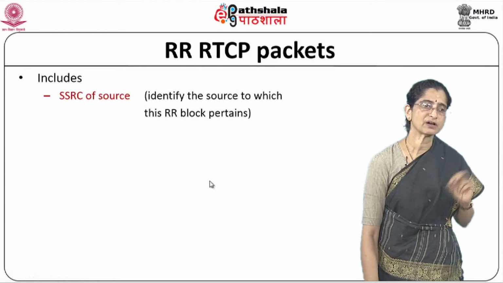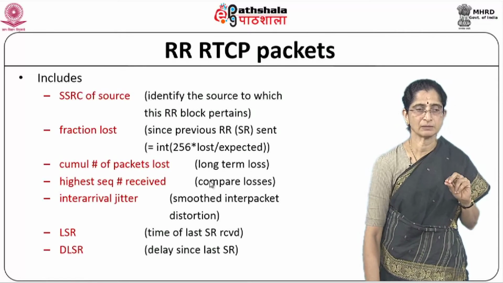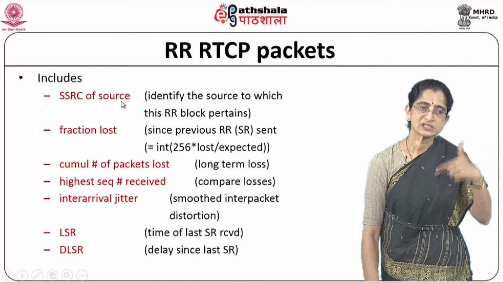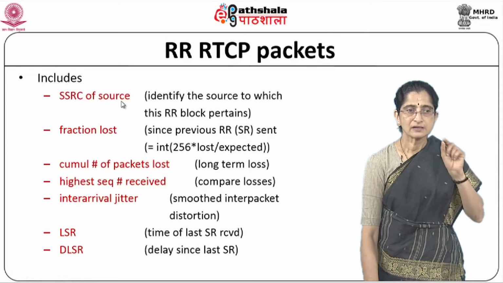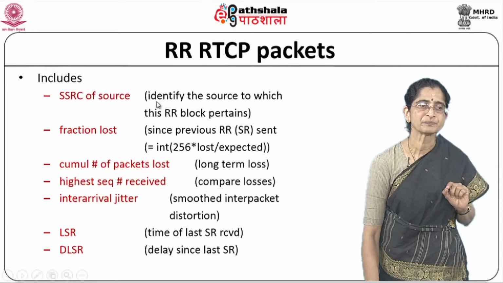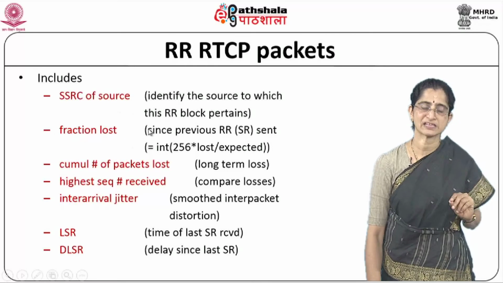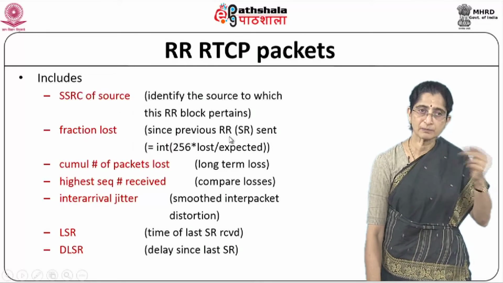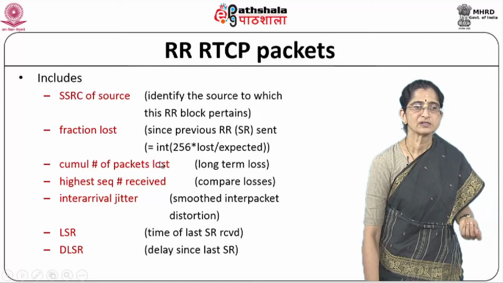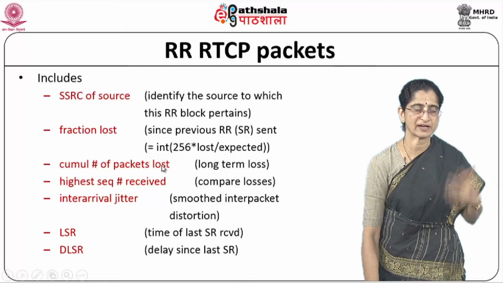Now, if you look at the receiver report RTCP packet format, it will have the SSRC of the source, because we need to identify the source to which this RR block pertains, that is, which source you are reporting data about. The fraction loss is the fraction of packets that have been lost since the previous report was sent. The previous report could be an RR or an SR. This is given as 256 times loss divided by expected. That is how the fraction is calculated.